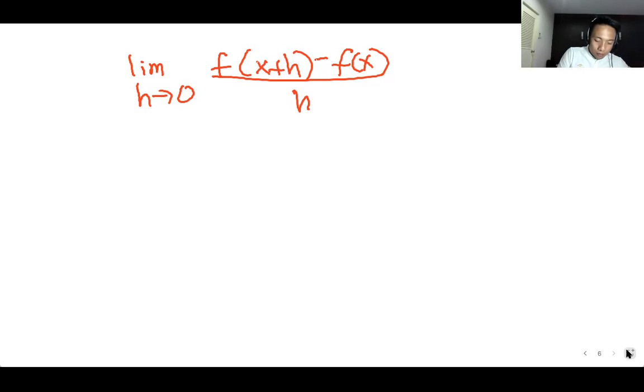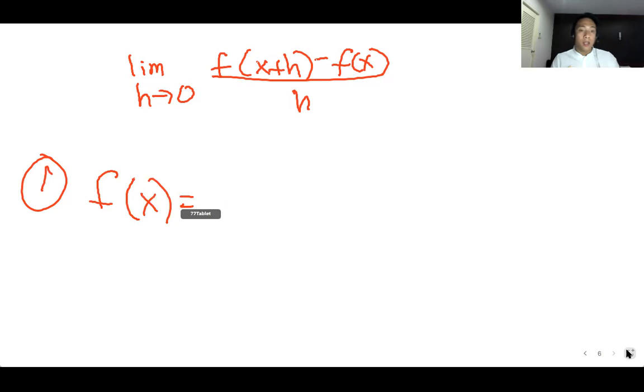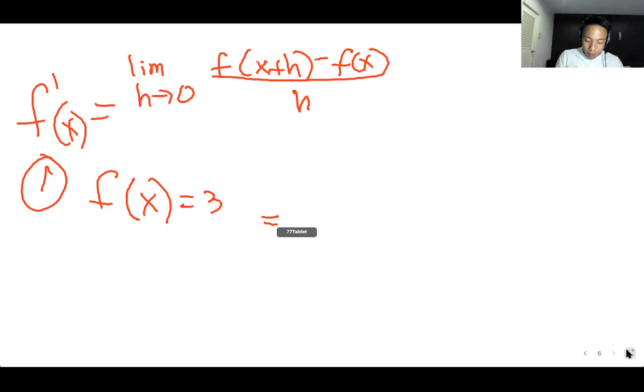So we have the first example. The first example is we need to find the f prime of x, where f of x equals 3. Okay, when we say derivatives, we will use the word prime. Okay, so this is the symbol for derivative, the prime. Yung prime yung parang comma na nasa taas. So we will find the derivative of this function.